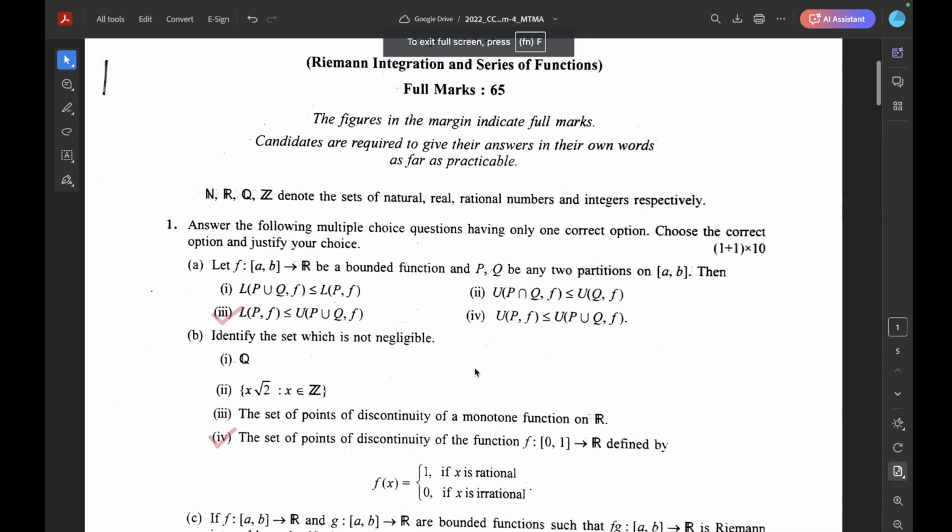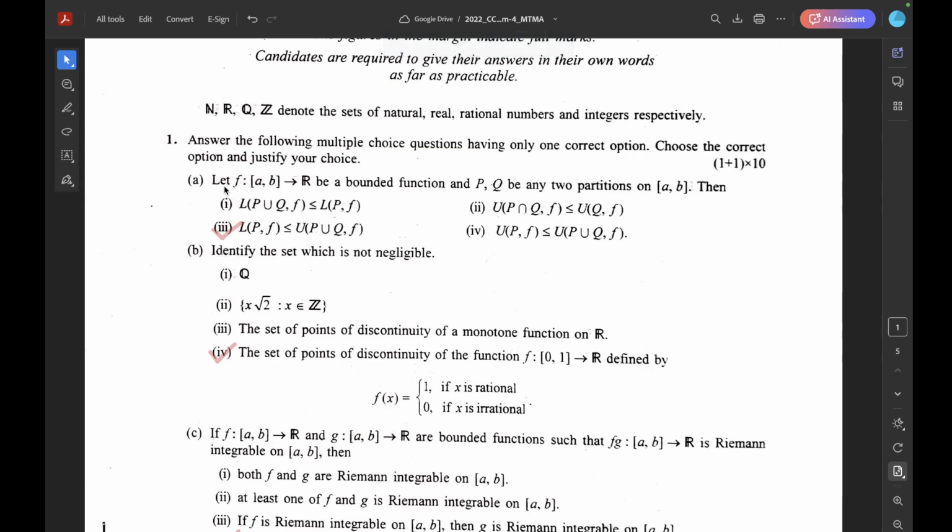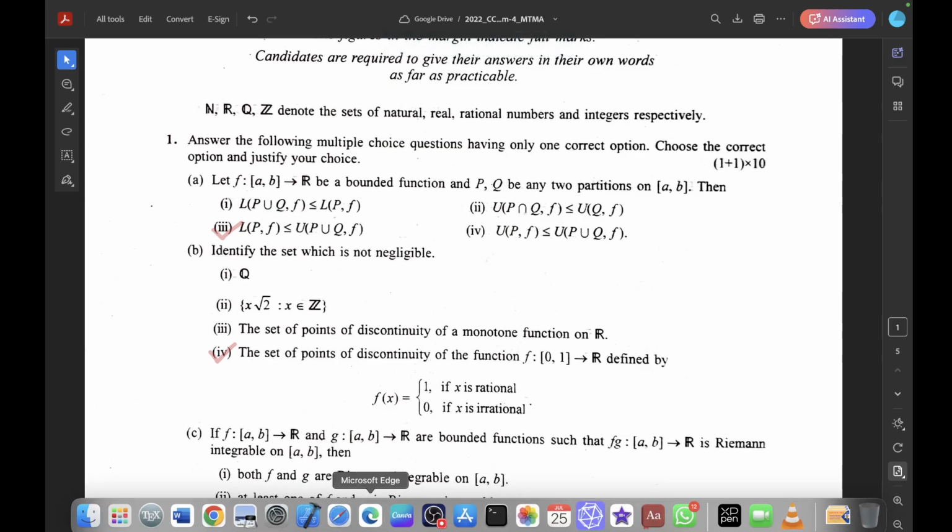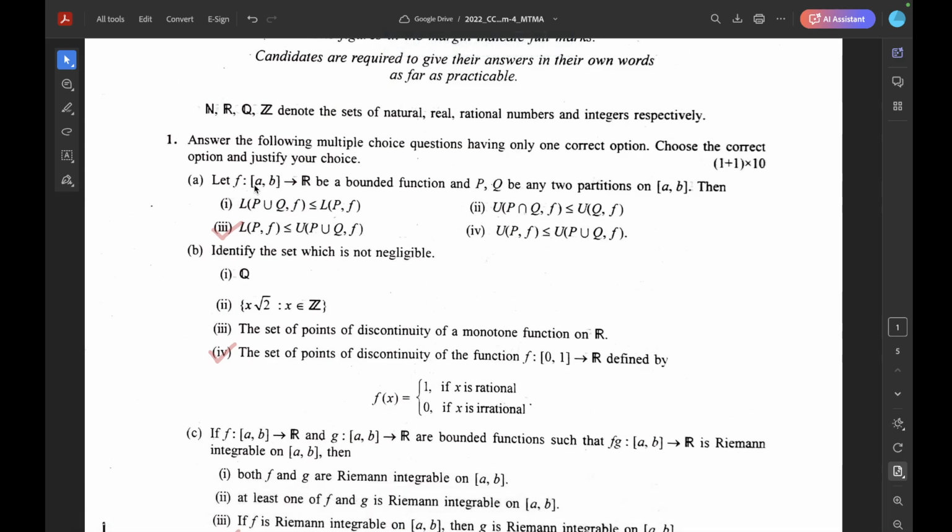2022 question 1a. Let f map the closed interval [a,b] to the real numbers R be a bounded function, and P, Q be any two partitions of the closed interval [a,b]. Then the correct option is 3: L(P,f) is less than or equal to U(P∪Q,f).